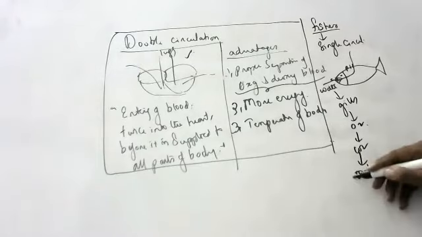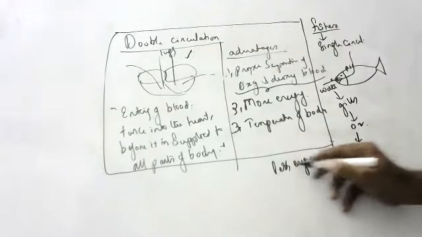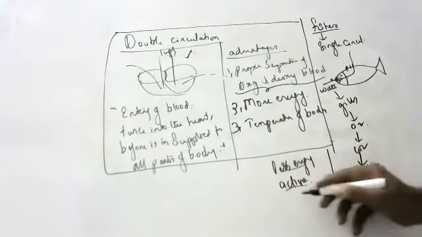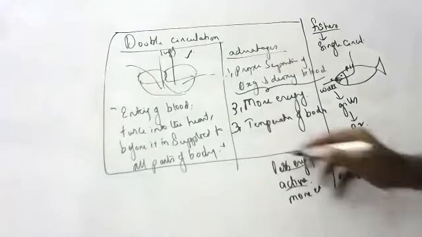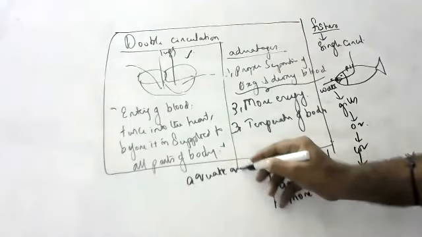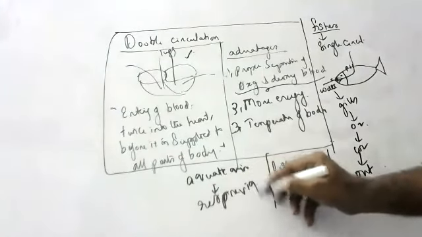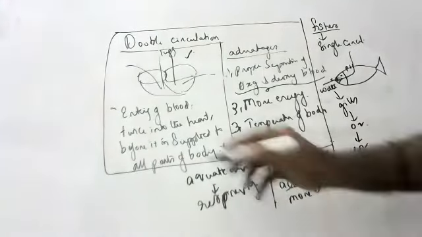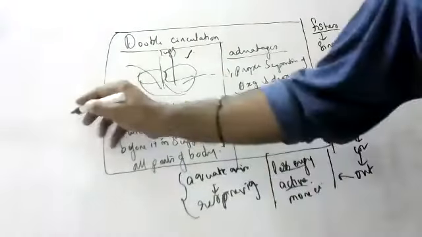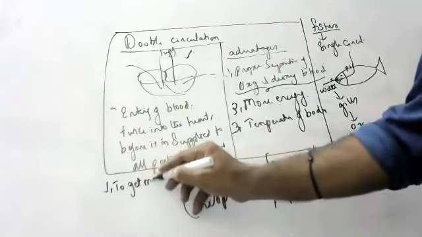Because they have single circulation, they get less energy. But they are very, very active animals; they have to swim very fast. Then how do they get that much energy? Therefore, aquatic animals respire vigorously. Why do aquatic animals respire vigorously? This question is important. To get more energy.